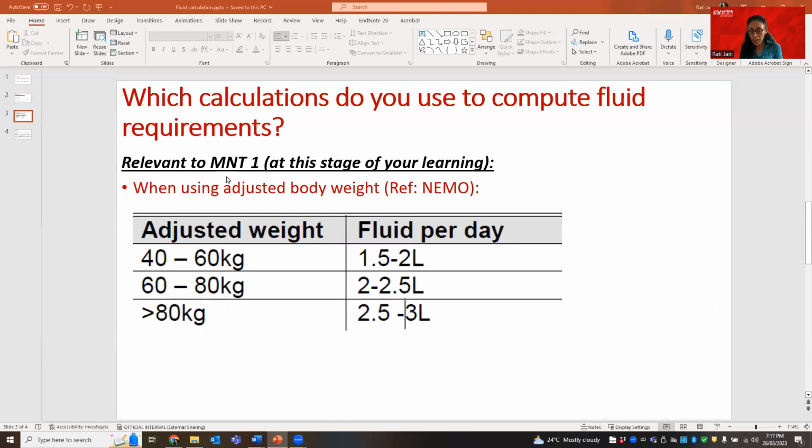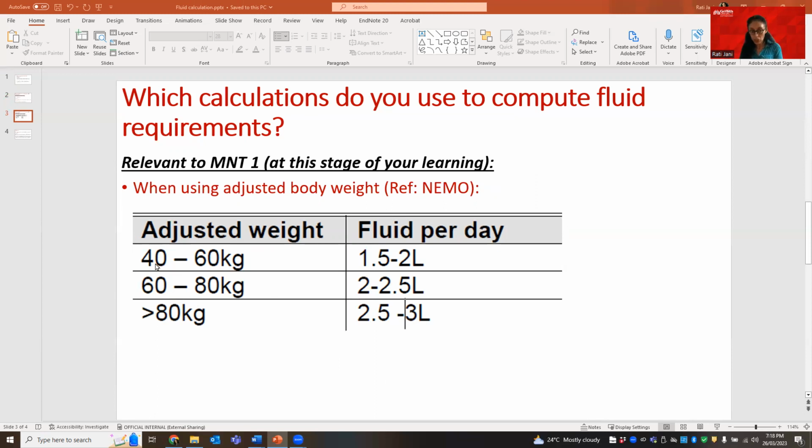Now, again, very simple related to MNT1 at this stage of your learning. When you are having a patient's adjusted body weight, all right. So I had, if you remember, I taught you how to calculate ideal body weight and then you implement that formula into adjusted body weight. That is what I'm referring to. So now when using adjusted body weight, these are the fluid requirements you need to be mindful about. So if you see, the fluid requirements in NEMO are based upon the patient's weight status.